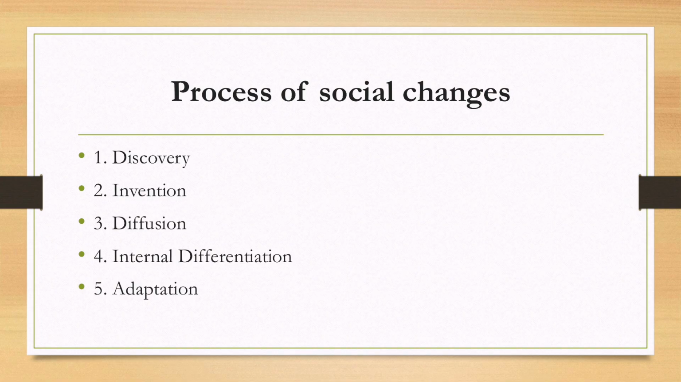Next one is diffusion, that means spreading of the ideas, cultures or technologies from one society to another. For example, use of smartphones spread across the world. Next one is internal differentiation, that means society becomes more specialized with different roles and institutions. For example, healthcare developed into specialties like cardiology and pediatrics. Next one is adaptation, that means people adjust to the new social conditions and environment. For example, people adapted to online work and virtual meetings nowadays. So these are the process of social changes.